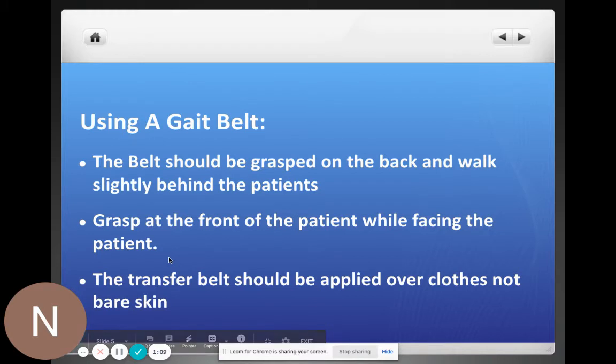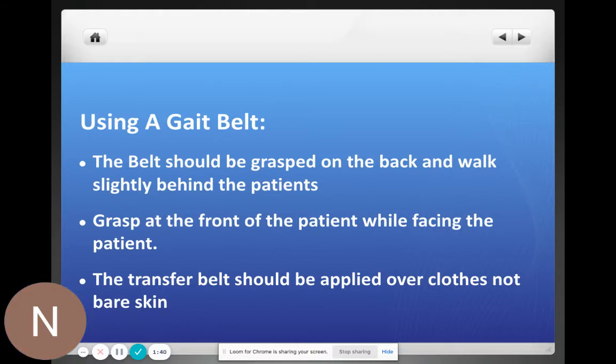So when we are walking with a patient, the gait belt allows us to hold on to the patient securely in the event that they get dizzy or they fall or whatever. It gives us some extra support. The gait belt should be grasped on the back, and we're going to walk slightly behind the patient. We are going to be on their weak side. So it's really important to understand that the weak side of a patient depends.